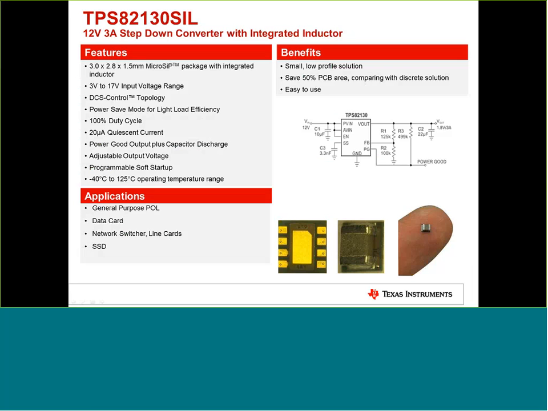This, for example, is also a quite new part, the 82130. So you can see on the bottom right side a nice picture of it. On top of the IC itself, there is the inductor, so you can save at least the PCB space which normally is taken by the inductor. This is also a converter with up to 17 volt input voltage range, and it can support up to 3 amps. So this is a really nice solution if you want to go with the 12 volt intermediate rail.